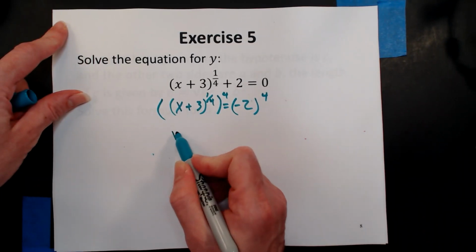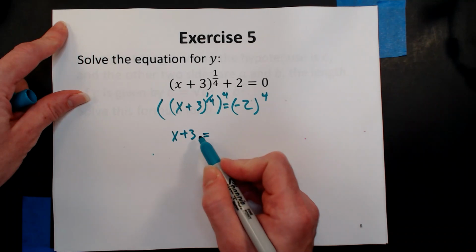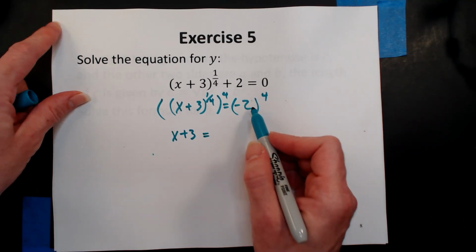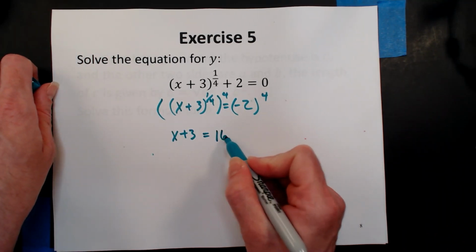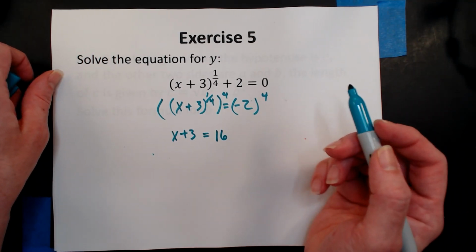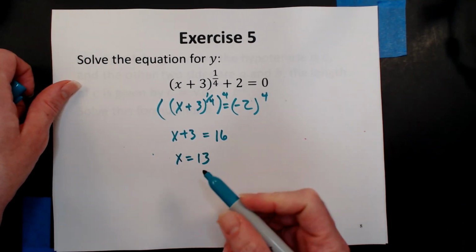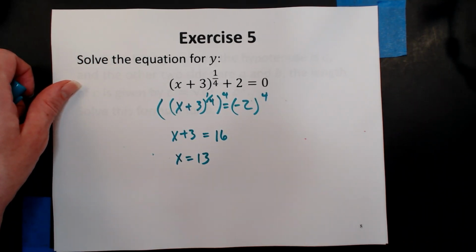And then so now we have x plus 3, my 4's cancel and my exponents, and I get x plus 3 equals -2 to the 4th power, which is positive 16. -2 times -2 is 4, and 4 squared is 16. And so now I'm going to get x equals 13. Well, that's my only solution, so it must be the right one, correct?